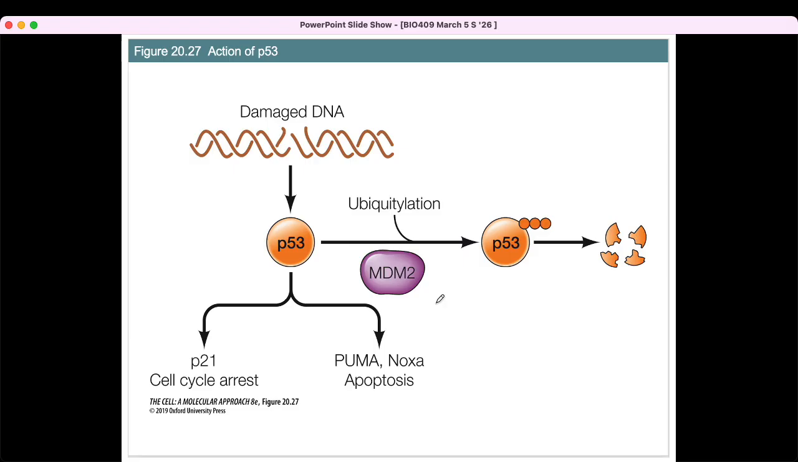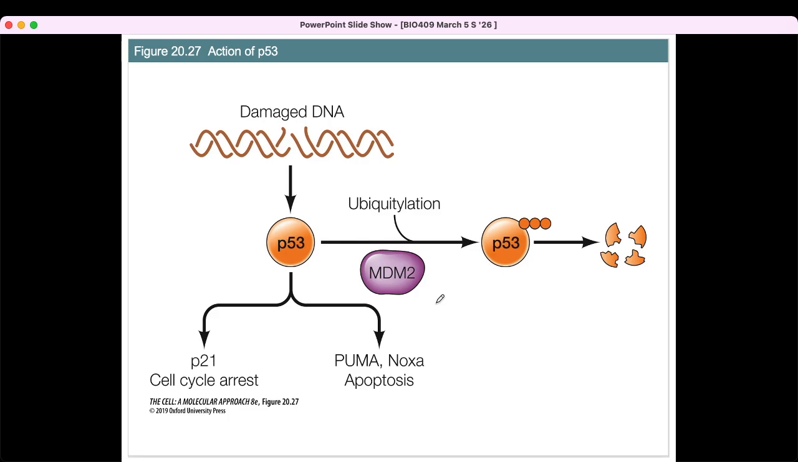And there's a built-in timer. At first, if there's DNA damage, p53 says, let's fix it. But if you don't fix it in a couple of hours, you're going to die, like that. And it just shows the significance of that DNA damage checkpoint.